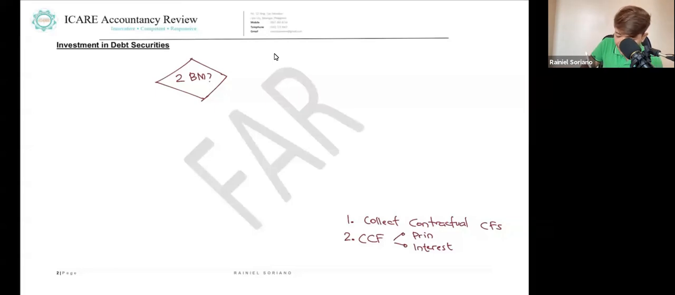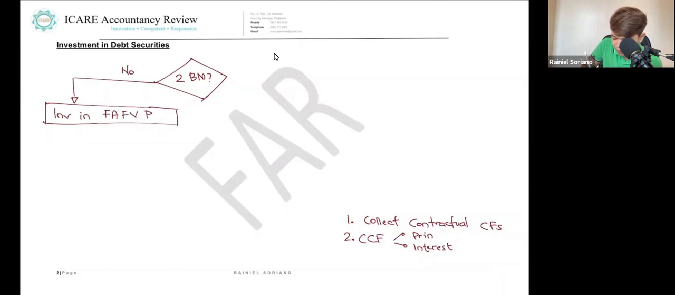Okay? So if your answer here will be no, see to it that the classification of the investment will be investment in financial asset at fair value through profit or loss. So by default, we will be using FVPL, right? Sir, what if your answer here will be yes?